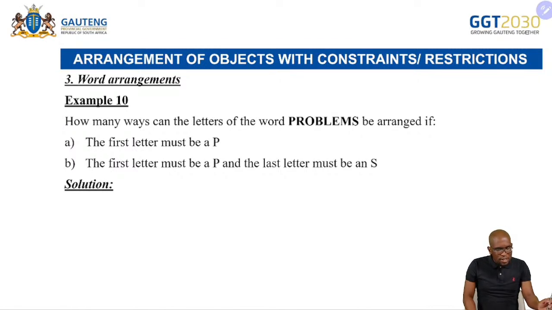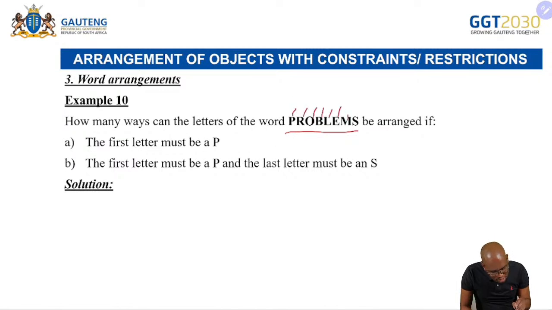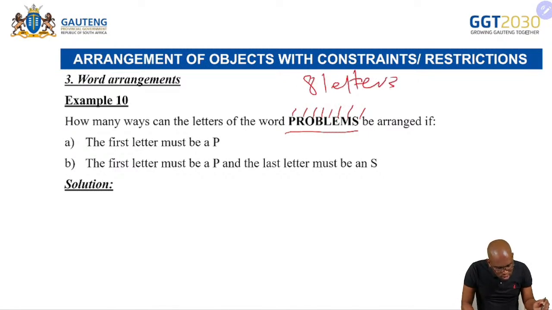How many ways can the letters of the word PROBLEMS be arranged? We are dealing with these letters. And then the first letter must be a P. So now, if the first letter is a P, remember we have 1, 2, 3, 4, 5, 6, 7, 8 letters. We have 8 letters here to arrange. And then they tell you that the first letter must be a P. So what would be the total arrangement?